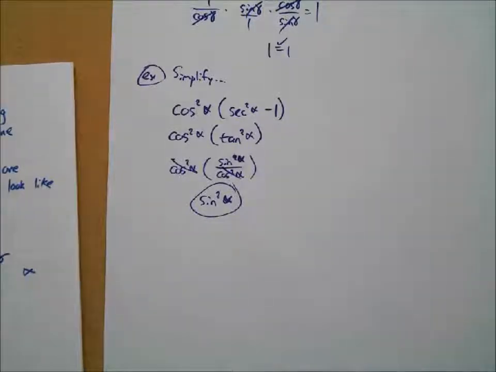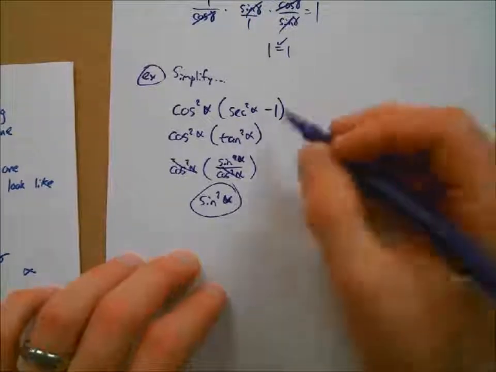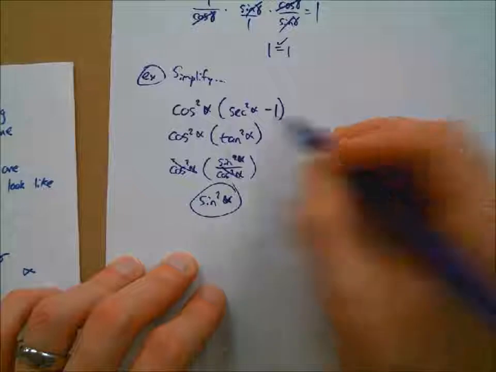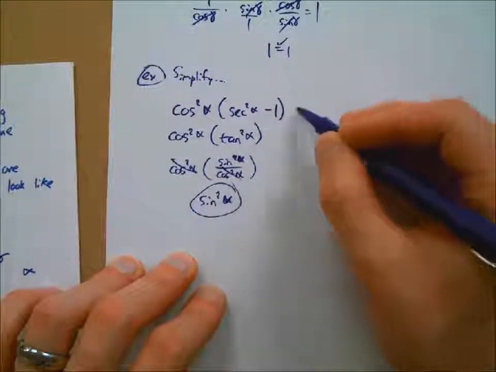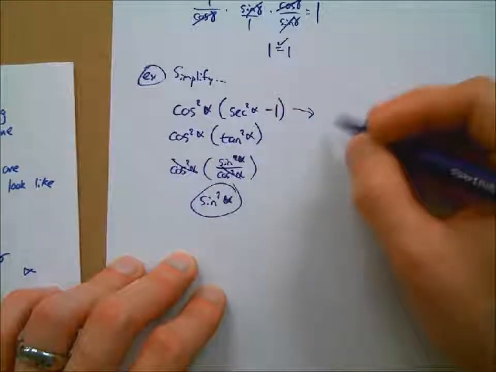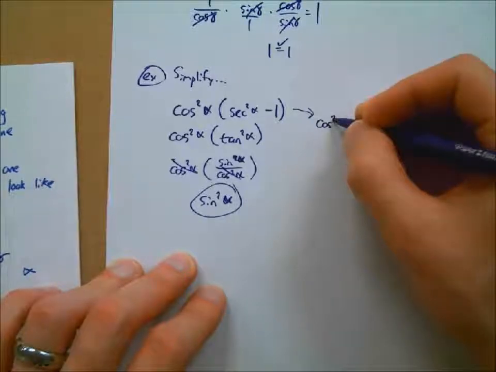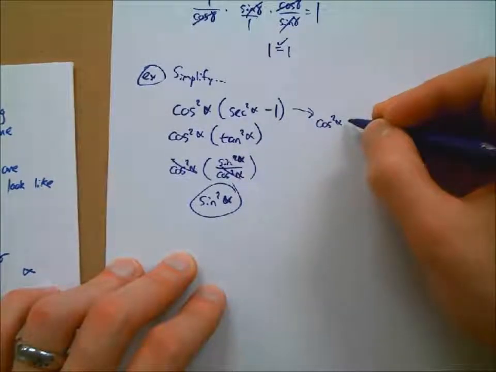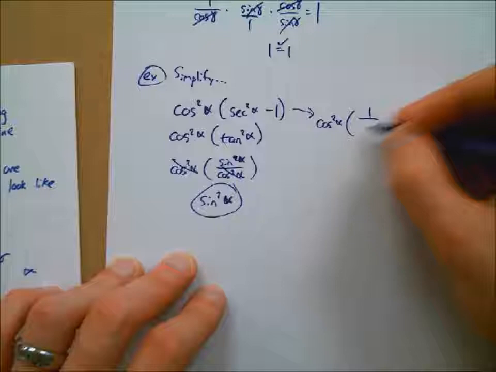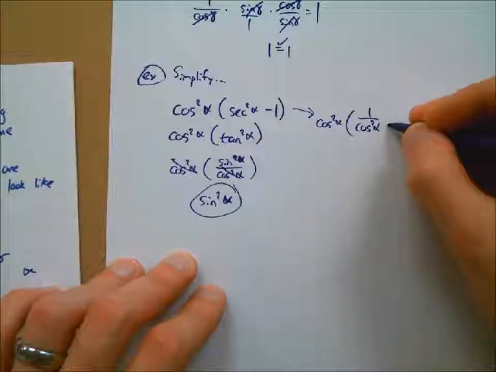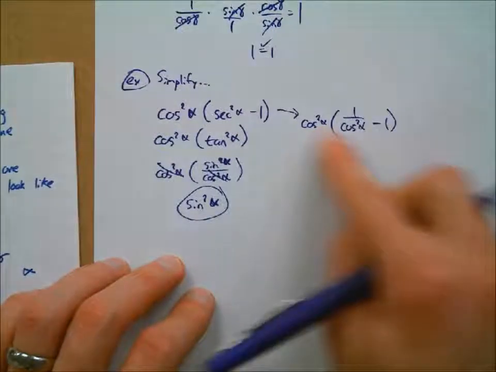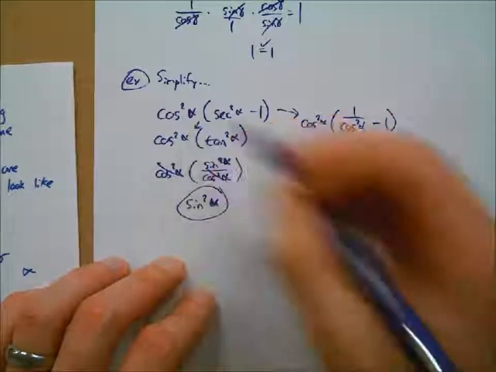Now, I mentioned earlier about changing this to be in terms of sine and cosine. So let me do that here real quick and show you what I'm saying. One other option we had was to make cosine squared alpha into secant squared, 1 over cosine squared alpha. If we did it this way, what would we do now to simplify this?